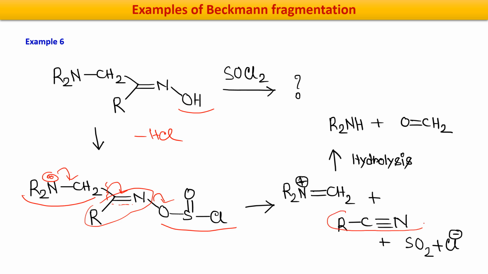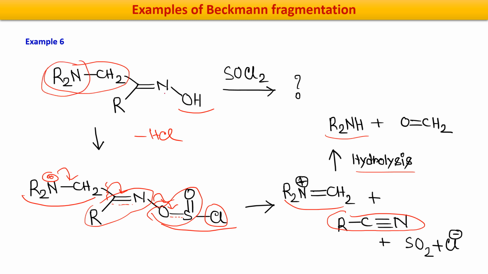So in total, how many fragments are you getting? R2N+=CH2, RCN, SO2, because here there will be a double bond, so from this portion you will get SO2, and there is a Cl minus, and finally after hydrolysis we will get R2NH. So if you look at the starting material, from this portion we are getting R2NH, from this CH2 we are getting formaldehyde, from this part we are getting RCN, and this is converted to a leaving group.